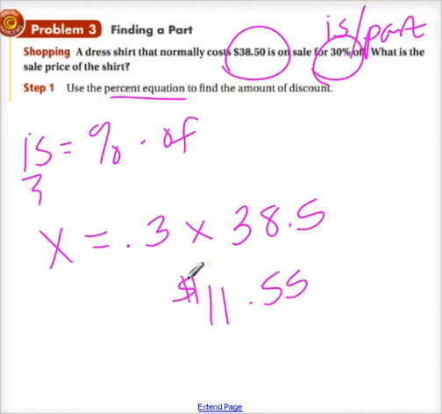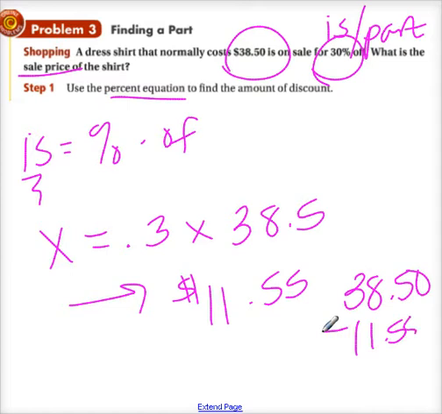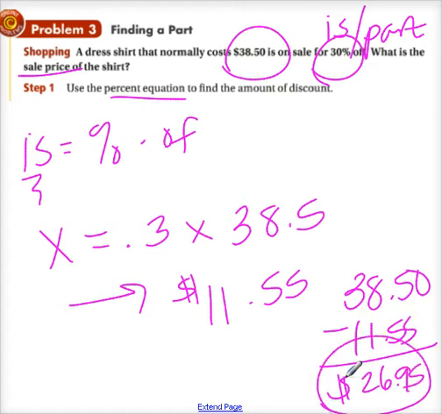So that doesn't answer our total question. This is how much money we get off. If they want the sale price, I need to take the sale price originally and subtract how much I'm getting off. 38.5 minus 11.55, and my new sale price is $26.95. So we used a percent equation to solve for the is.